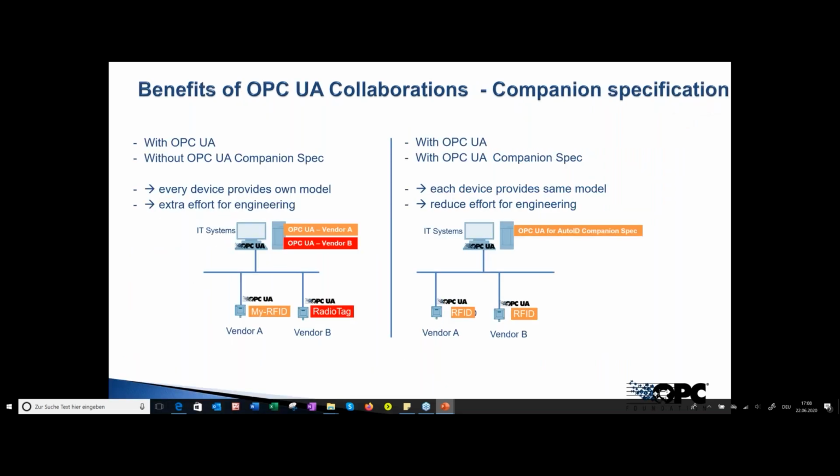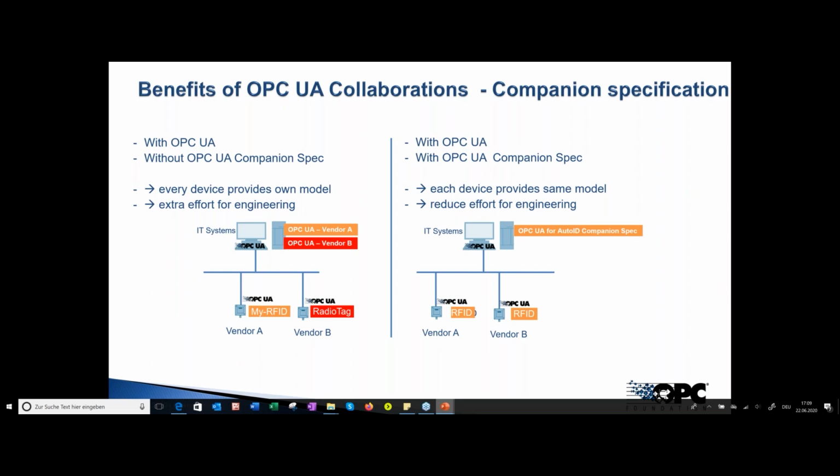Another example: you have to understand that just implementing and integrating OPC UA is not enough. On the left side, if everybody is talking OPC UA, every vendor might provide the important variables in a different way, like my RFID or radio tag from two different vendors. And so integrating these systems, the IT system acting as a UA client then has to browse and figure out where is really the variable I'm using and the value I'm used to look up.